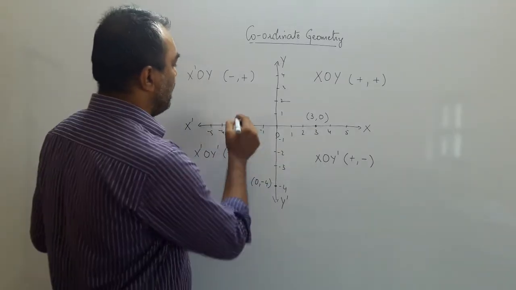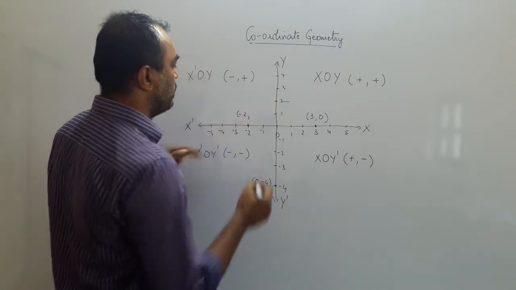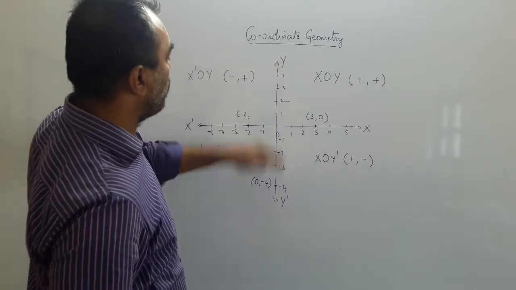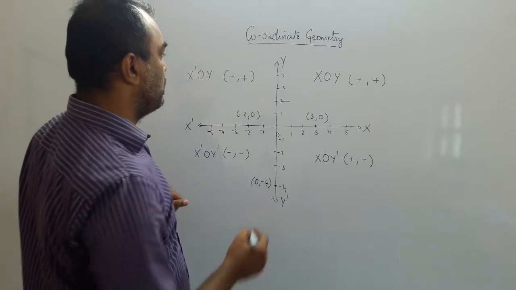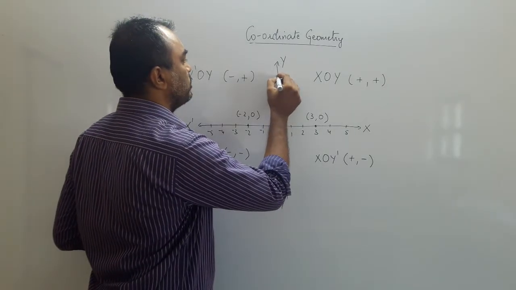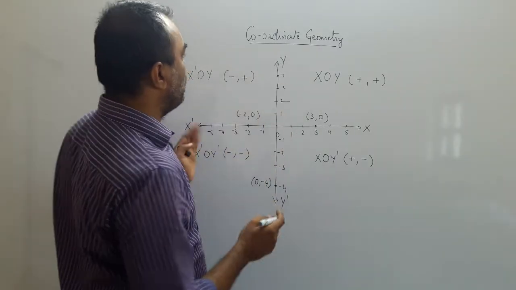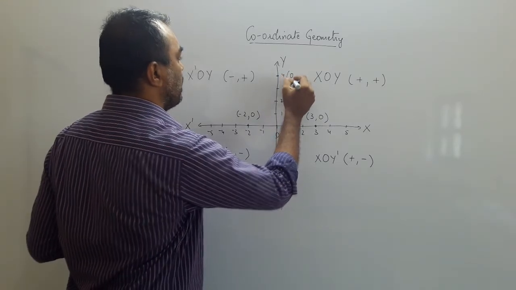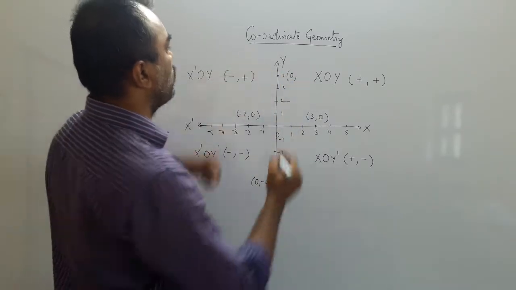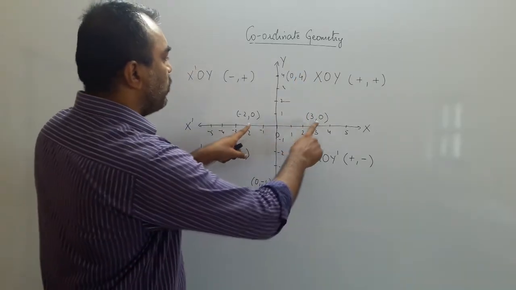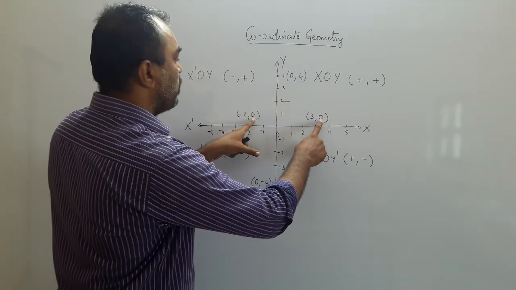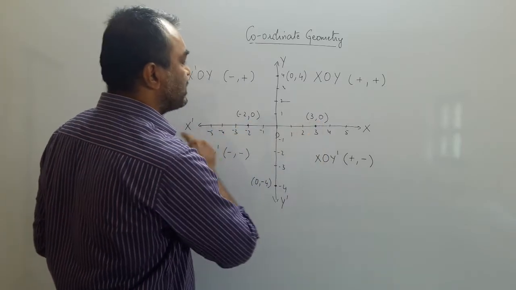Let us take this point. Left or right? Left. How many steps? 2 steps. Top or bottom? Neither top, neither bottom. Exactly in center. So 0. Yes? Let us take one point here. Right or left? 0. Top or bottom? Top. How many? 4.